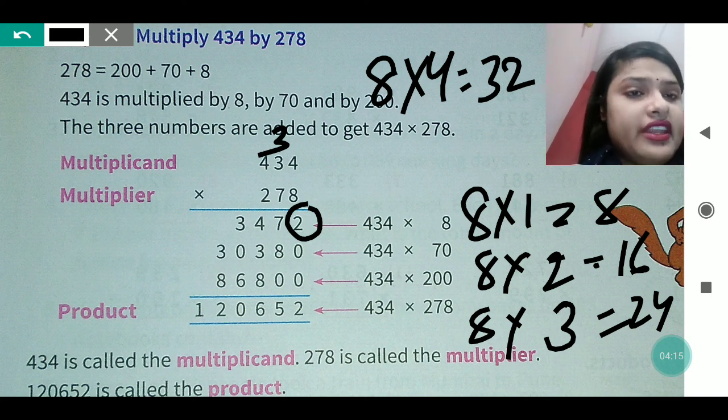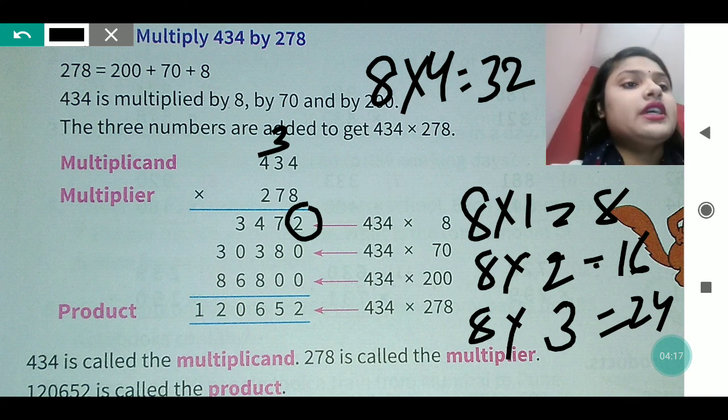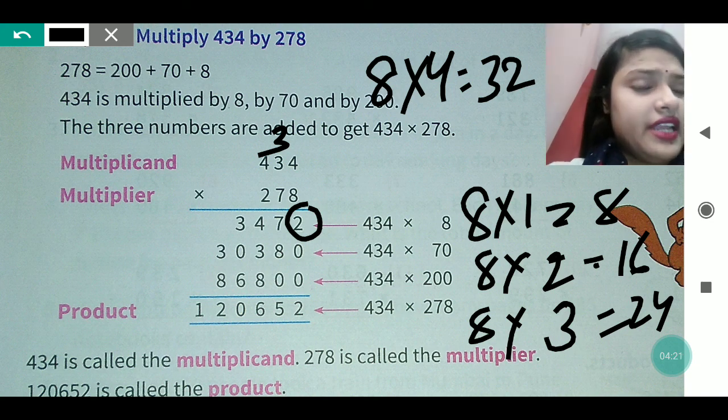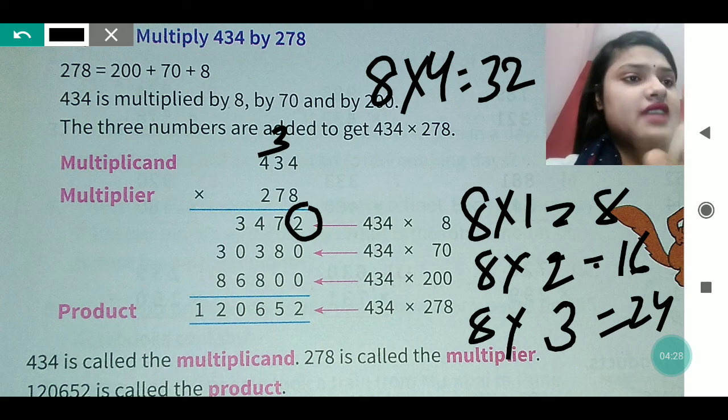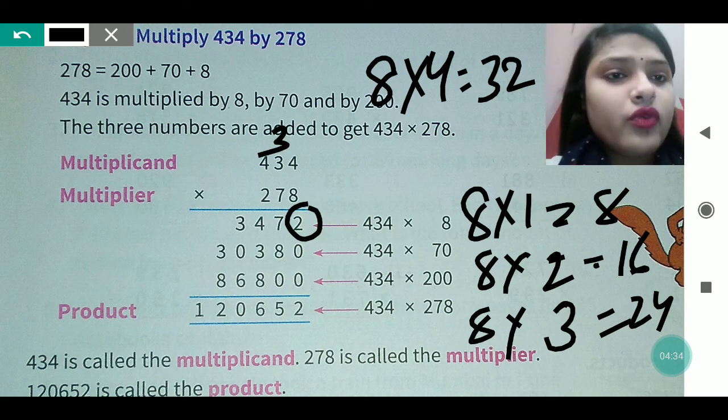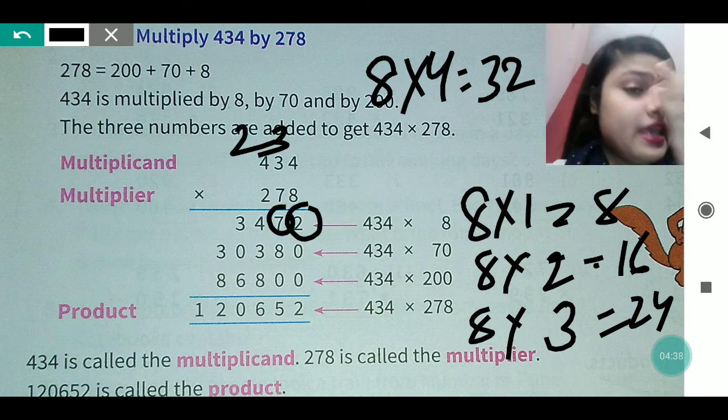Now again we will read the table of 8. How many times? 3 times. 8 1s are 8. 8 2s are 16. 8 3s are 24. 24 plus 3 is 27. So what will you write? 27. So 7 we write down, 2 we take as carry.